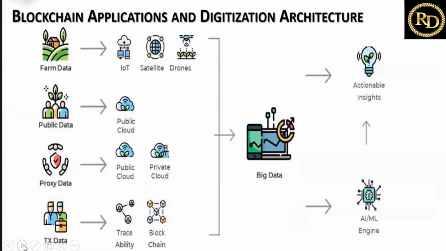Now, this is how typically a digital architecture works in a blockchain application. So you're having farm data coming from IoT, satellites, drones. Then there is publicly available data on public clouds. Then there is proxy data, which could be on a public or a private cloud. And then the transactional data, typically traceability data and the blockchain-based transactions data. And all of that goes into a big data engine. Either it can on its own create actionable insight, or then you use AI and ML tools to create more value and actionable insight, which are provided to the different stakeholders.